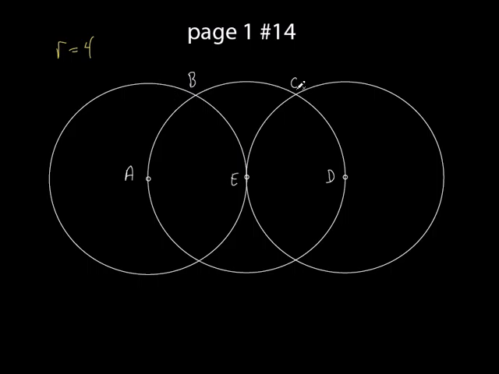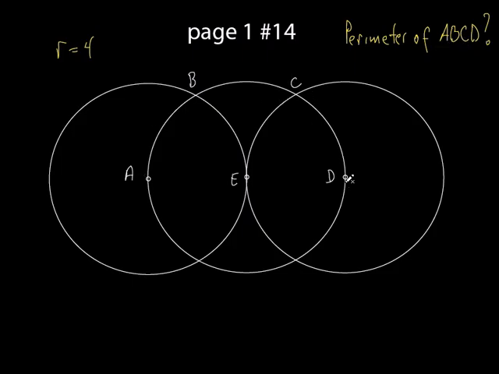Here's the question. What is the perimeter of ABCD? So it's a quadrilateral, ABCD. Put a little question mark there. That's what we're trying to find.